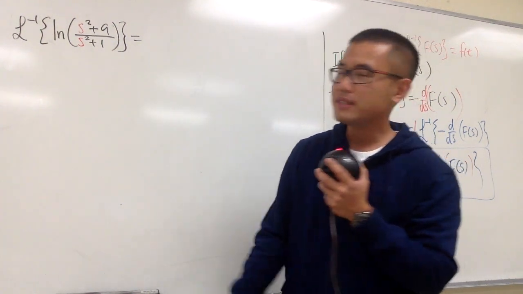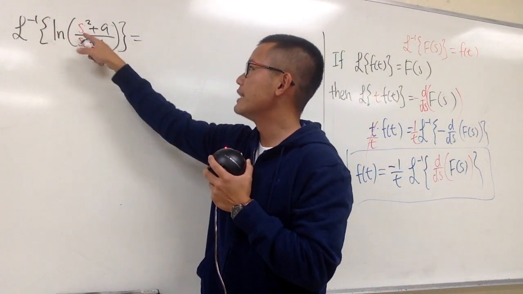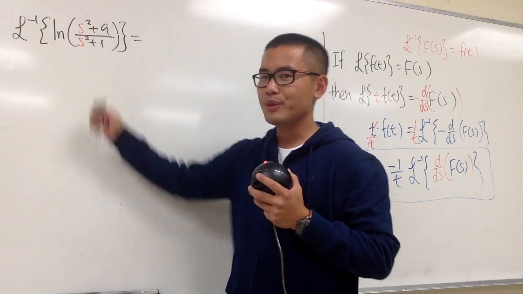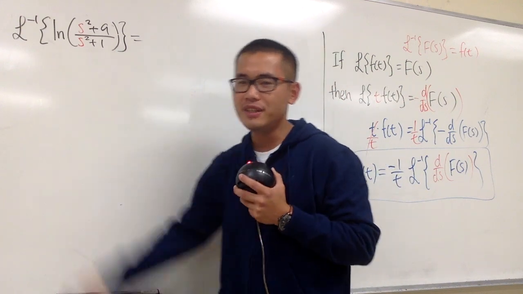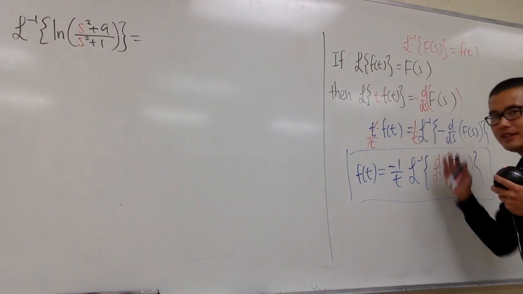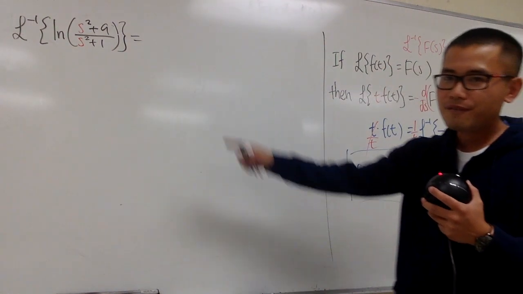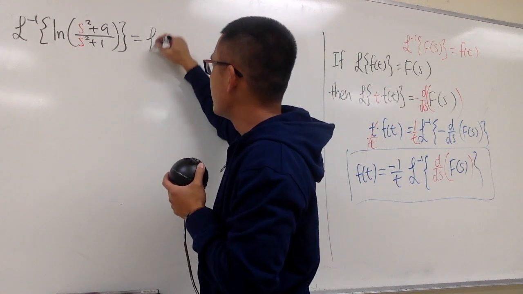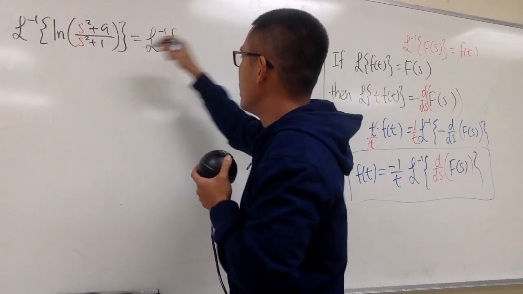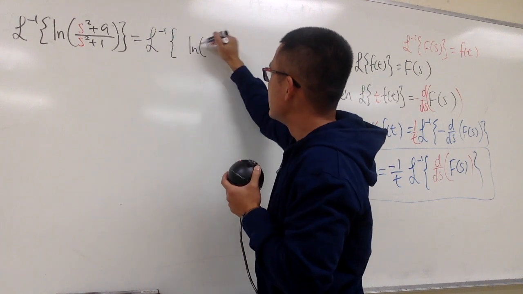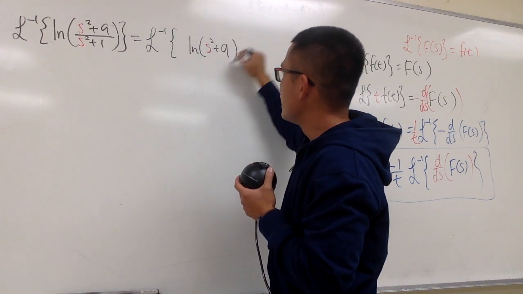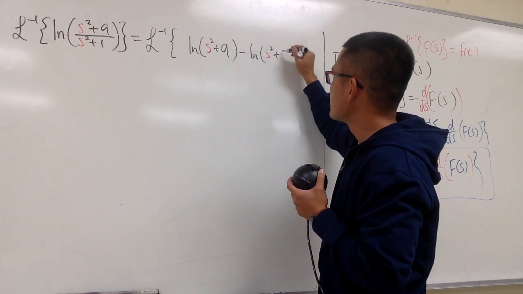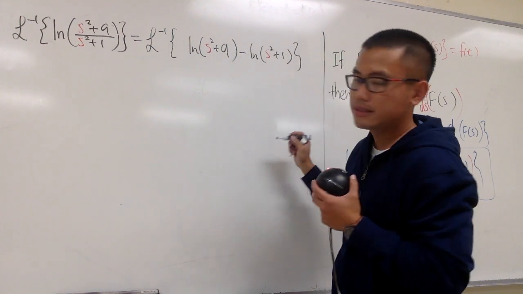Okay, we're going to figure out the inverse Laplace transform of ln of (s squared plus 9) over (s squared plus 1). Well, you know the deal. This is just like the previous video, and you can watch that for the detailed explanation right here. First of all, I'm going to use the ln property to break this apart. So we will have the inverse Laplace transform of ln of (s squared plus 9) minus ln of (s squared plus 1), like this.